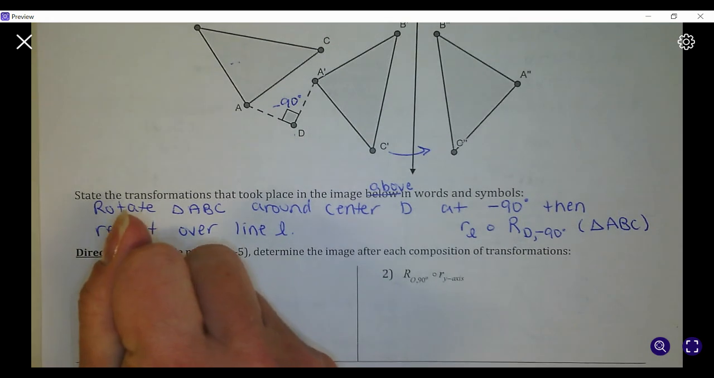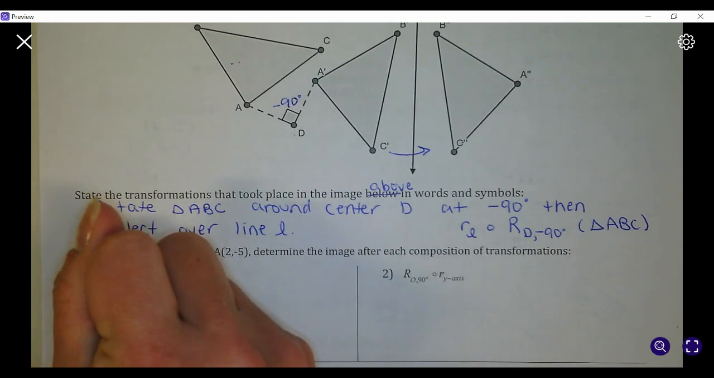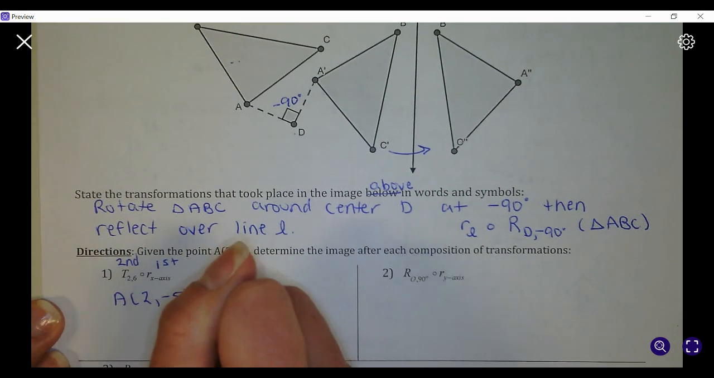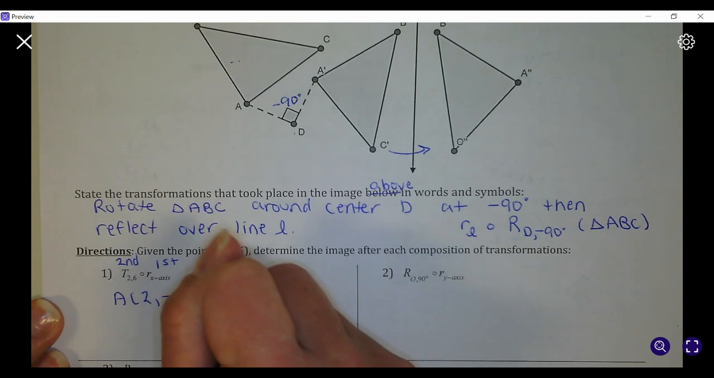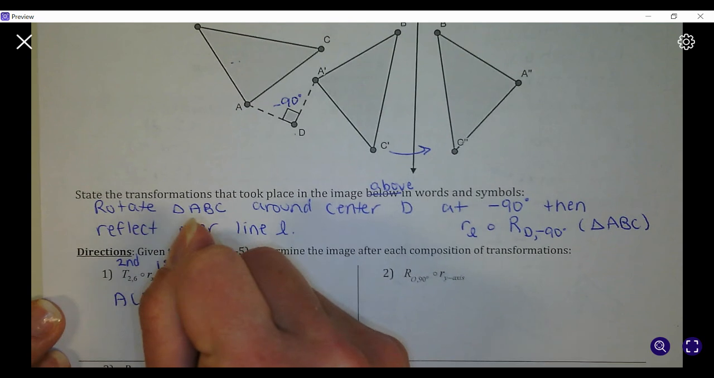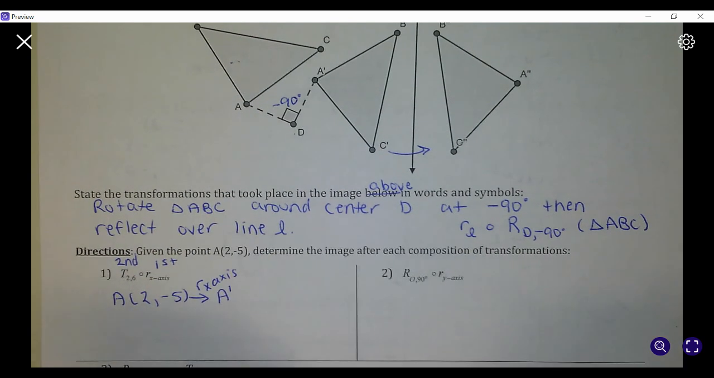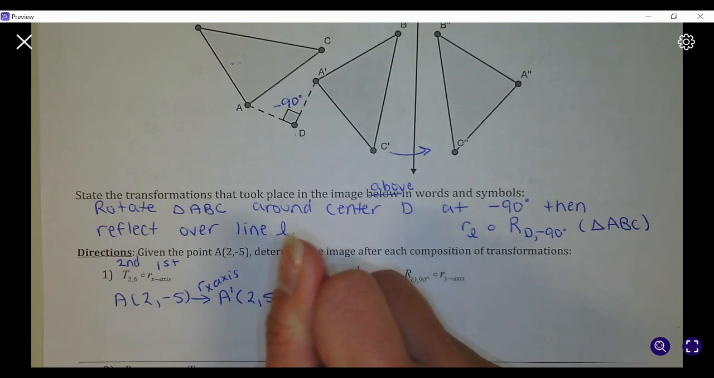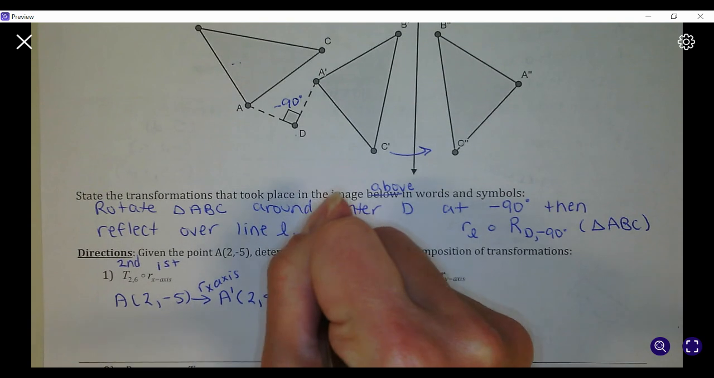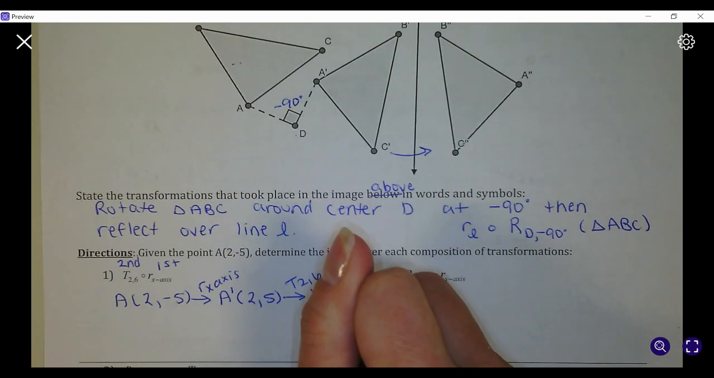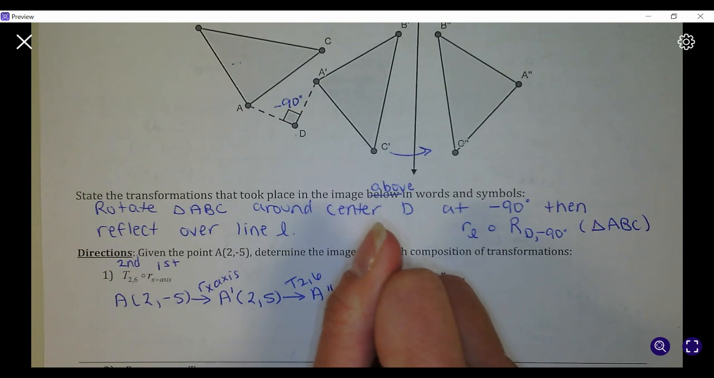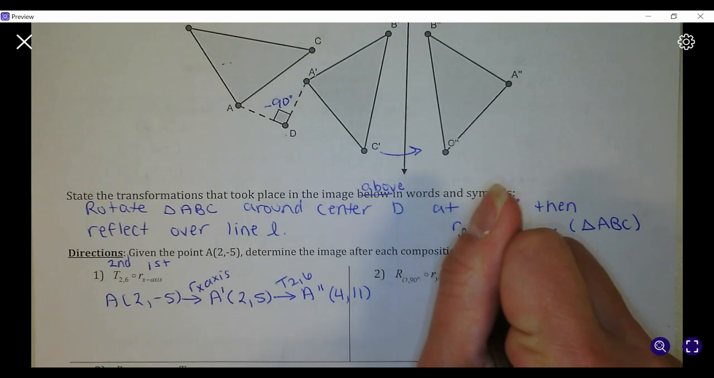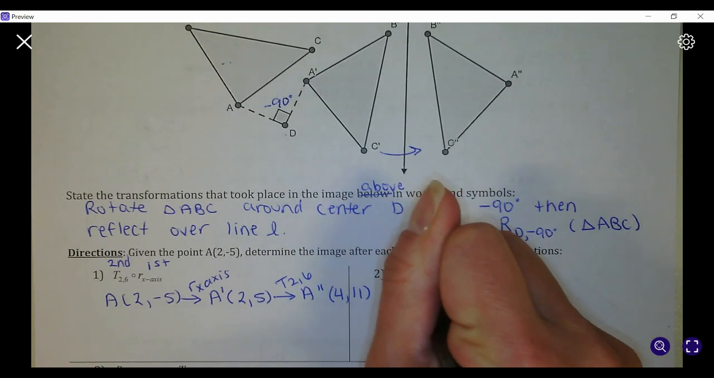In this case, we're going to reflect over the x-axis first, then we're going to translate 2, 6. My original coordinate is 2, negative 5. I'm going to reflect first over the x-axis. Remember what that was: you have to negate the y. So this becomes 2, 5. Then I get a double prime by translating 2, 6. So I'm going to add 2 to the x and add 6 to the y, and I get 4, 11.